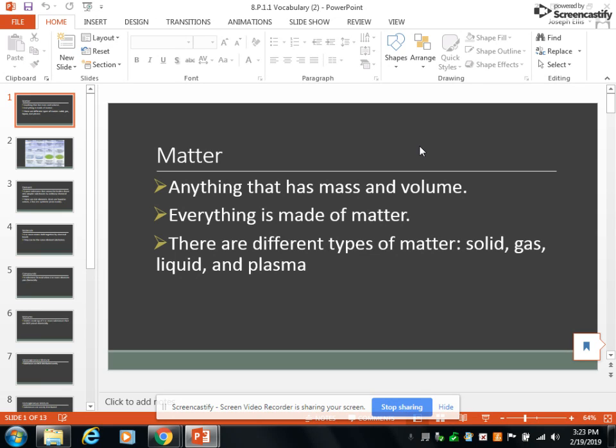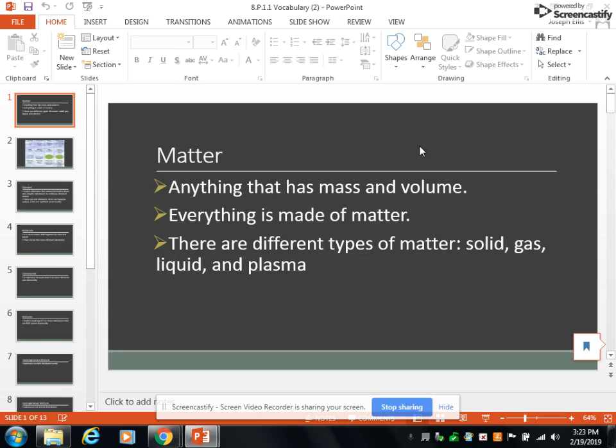8.P.1.1. Matter. It's anything that has mass and volume. A lot of this should be reviewed from sixth grade. Everything is made of matter. The air, liquid, water. You talked about the four states of matter, probably in sixth grade. Solids are where the atoms are closer together. They're always moving and vibrating. You add more energy to it, they actually expand, move faster, and go away from each other. So that's what happens when something melts.